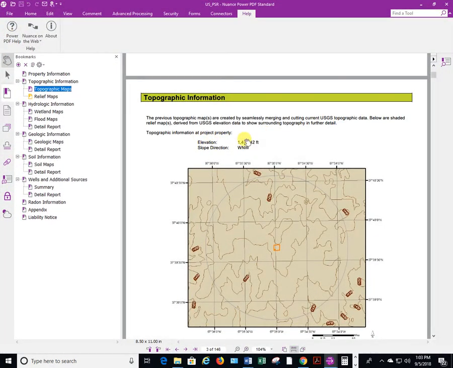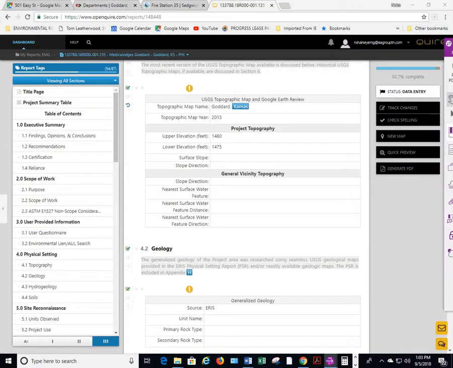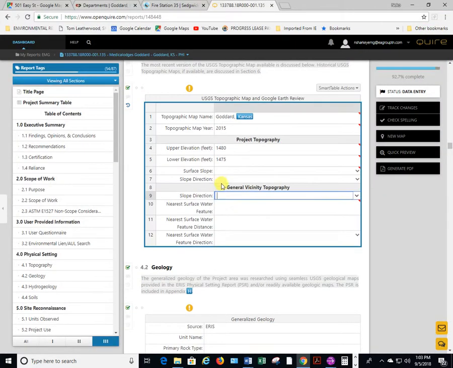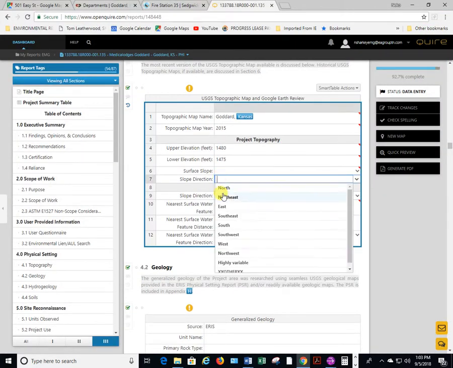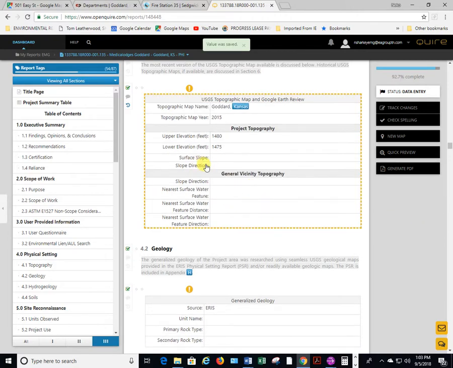Slope elevation is 1477. Slope direction right here says west northwest. Okay, that's the entire area, and that goes for this block. Again, these blocks may not be the same. Slope direction of the project may not be the slope direction of the general vicinity. Please don't mix those two up.